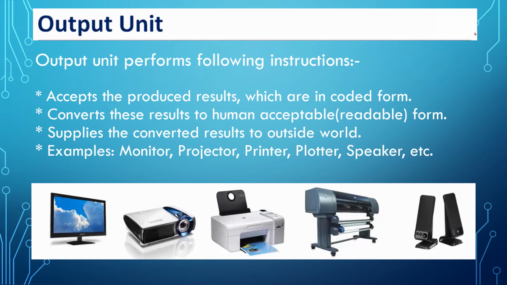Output unit. The output unit performs the following functions. It accepts the produced results which are in coded form. It converts these results to human acceptable or readable form. It supplies the converted results to the outside world. Examples are monitor, projector, printer, plotter, speaker, etc.